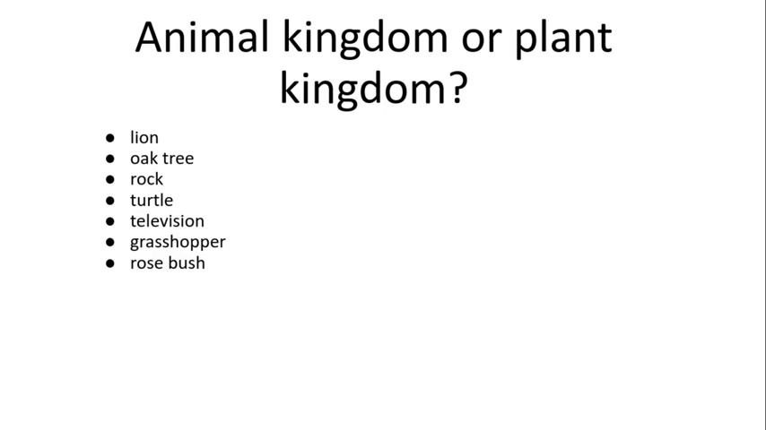Would a lion be part of the animal kingdom or plant kingdom? Good, a lion is an animal, we know that. What about an oak tree? An oak tree is in the plant kingdom. Trees are plants. A rock. A rock is not a living thing. Does it grow or get nutrients? No, it doesn't grow itself. It might get bigger with different weather patterns or smaller with different weather patterns, but it doesn't grow on its own or get nutrients. So a rock is a non-living thing.